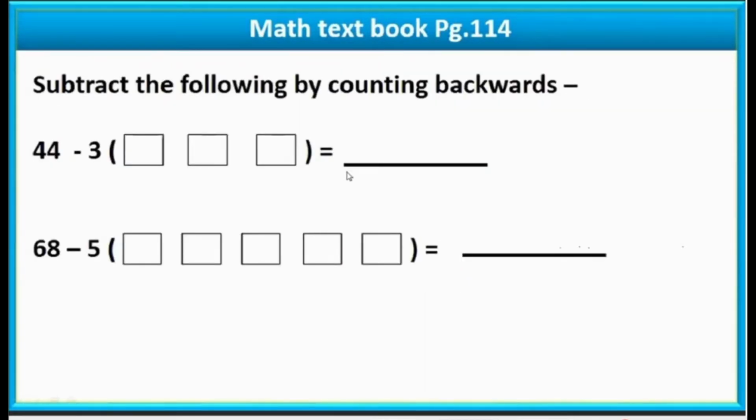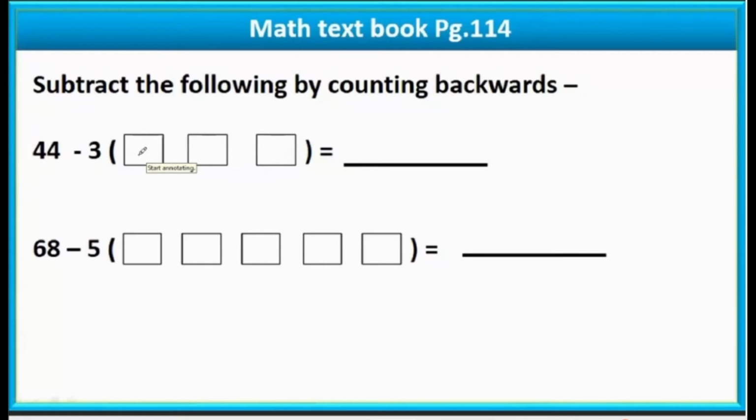Okay. So math, the same page number 114. We have 2 sums. This also we are going to do by counting backward. Can you say how many steps we will be jumping backward for the first value? 44 minus 3. So how many steps will the frog be jumping backward? 3 times he will be jumping backward. Yes, so from 44.